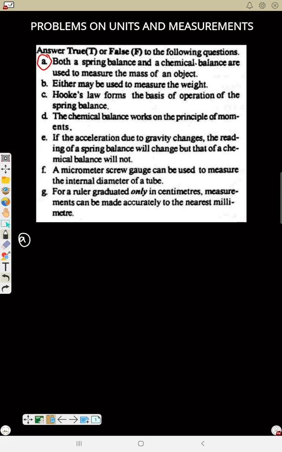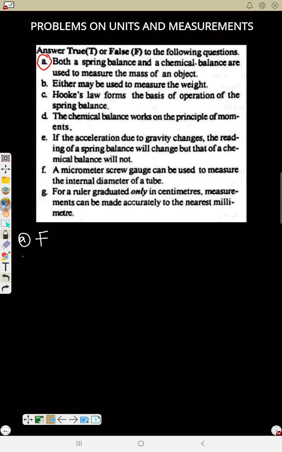While for weight, we can use a spring balance. That means both a spring balance and a chemical balance are not used to measure mass. The only one used to measure mass here is the chemical balance, while the spring balance is used to measure weight. That means this first one is false, so it's not true. So the statement is false.